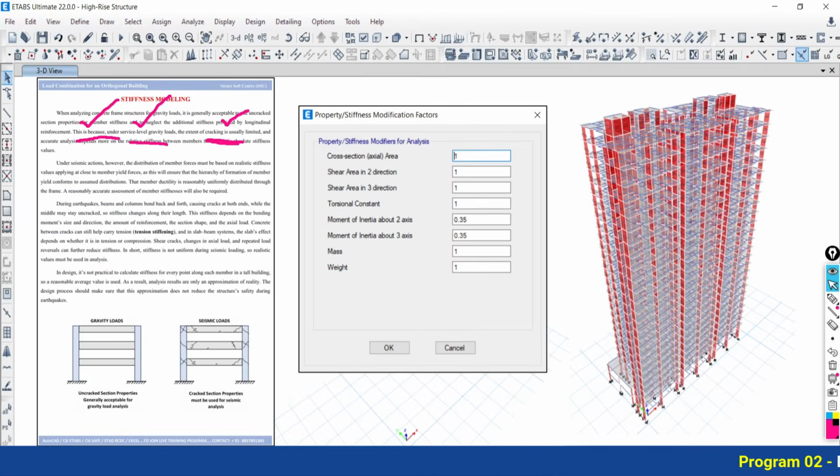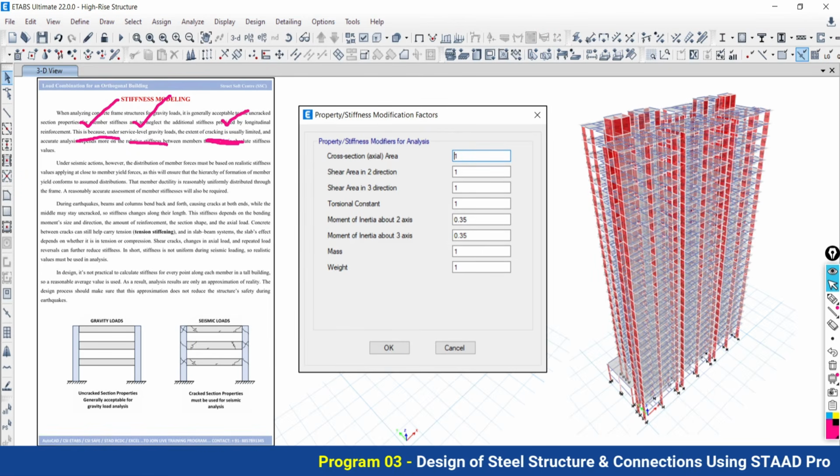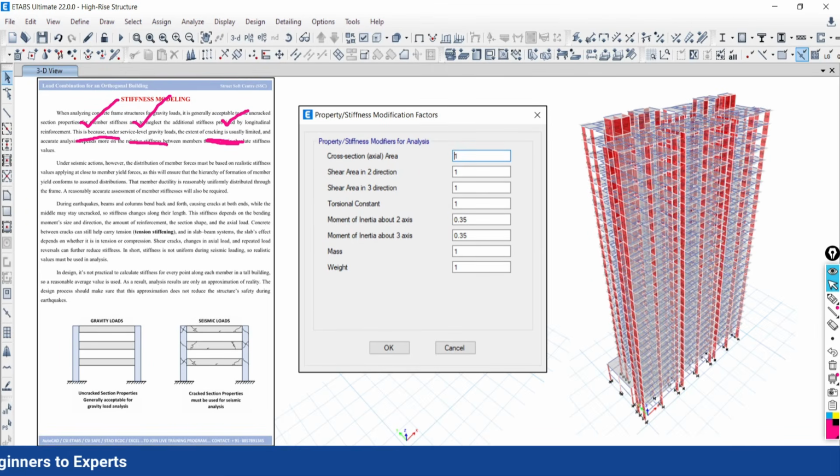And guys, the most important thing is cracked section consideration. As per the recent codes, IS 1893 and IS 16700, it is mandatory to perform the cracked analysis as well as the uncracked analysis, both are needed. Stiffness modeling consideration, section modeling consideration, that we will discuss from the basics.